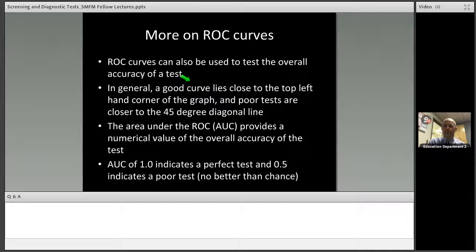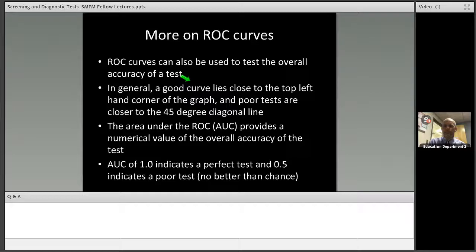So, a few more words on ROC curves. ROC curves can be used also to test for the overall accuracy of a test. So we've looked at how we use it to determine the threshold of a positive or a negative test, but you can also use it to test the accuracy of a test.